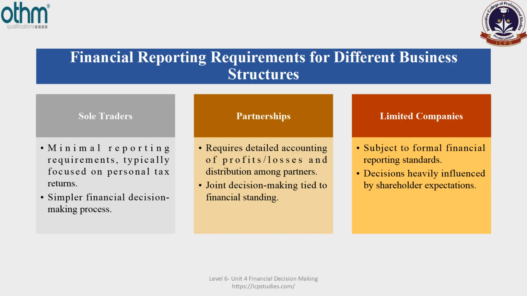Then we have different financial reporting for different business structures. For example, if we talk about a sole trader, then there is a minimal reporting requirement, and here is a simpler financial decision making process. If we talk about a partnership, then it requires detailed accounting of profits and losses, and it has joint decision making tied to financial standing. If we talk about limited companies, then they are subject to formal financial reporting standards and decisions are heavily influenced by shareholder expectations.